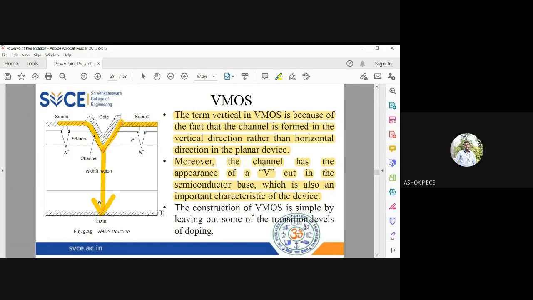So the construction of VMOS is very simple, leaving out some transition levels of doping. Except this V layer, the other layers are very, very simple to fabricate because it follows the same structure of your DMOS. Only thing, the gate is in the shape of a V.